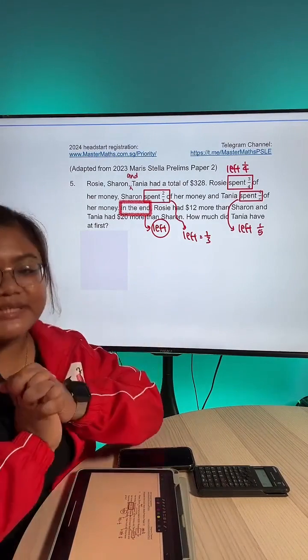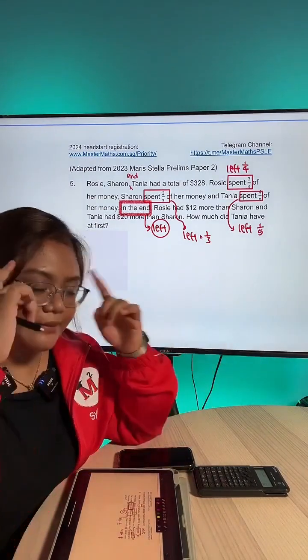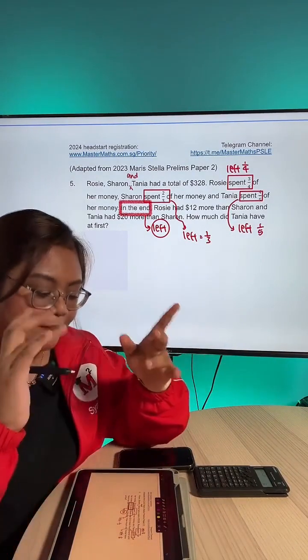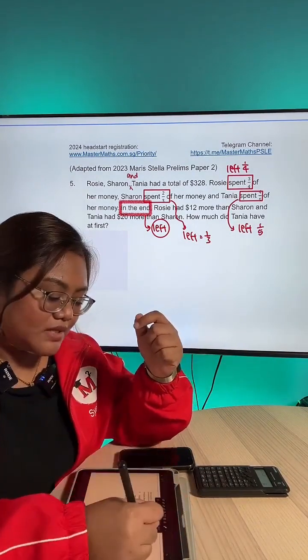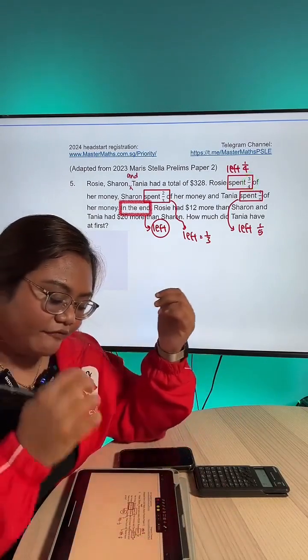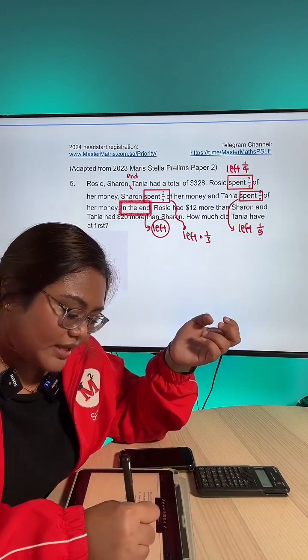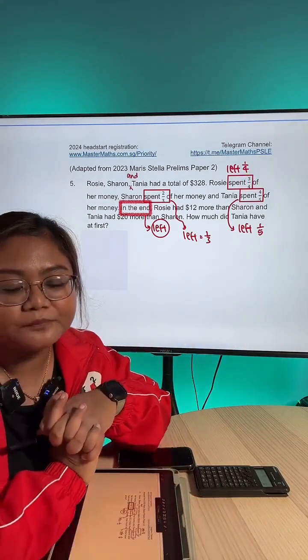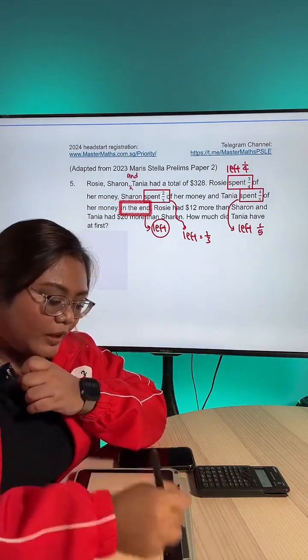Okay, so now that we know in the end means I must think of however much they have left, and because of that, I must look for the complements of this fraction. So if I have 3/4 spent, left is 1/4. If I have 4/5 spent, left is 1/5. And if I have 2/3 spent, left is 1/3. Okay? Alright, then what do I do next?